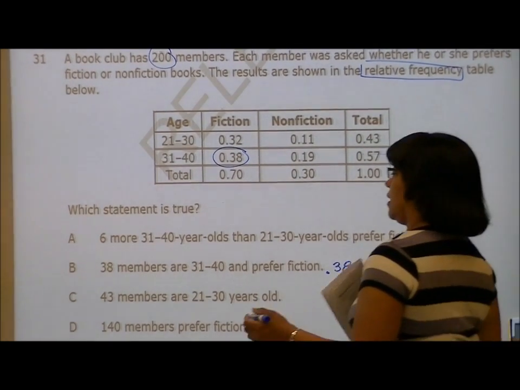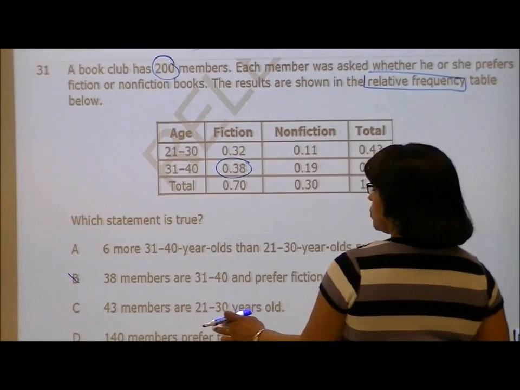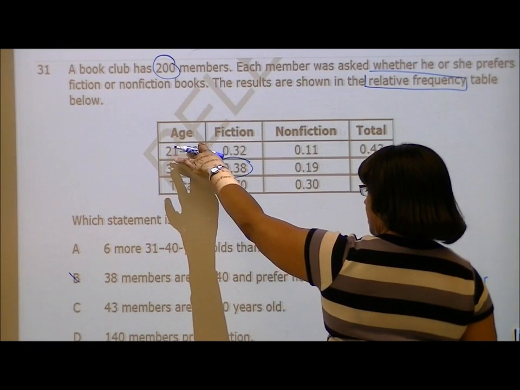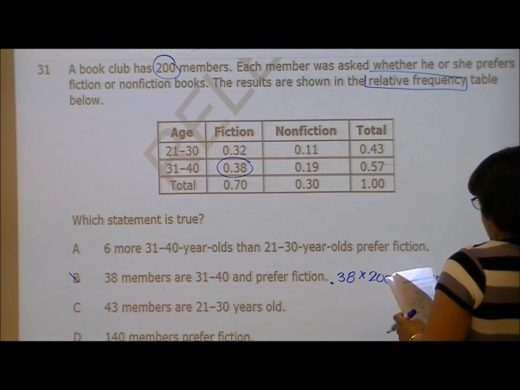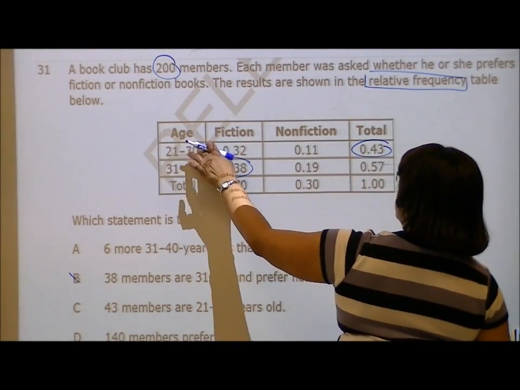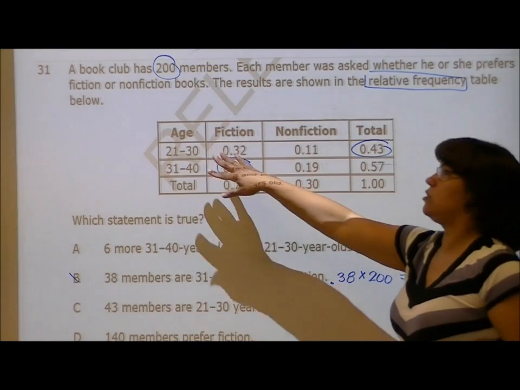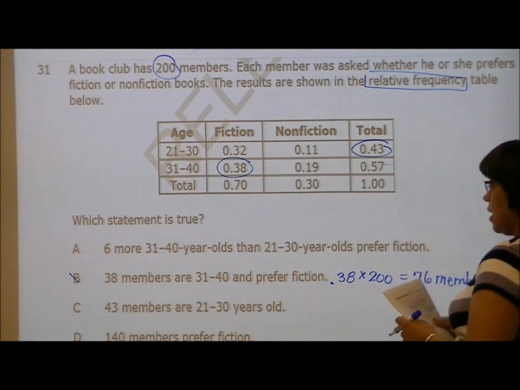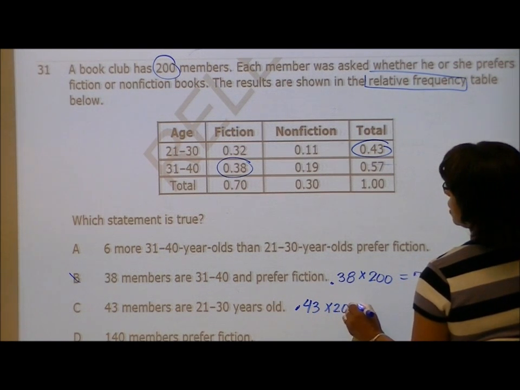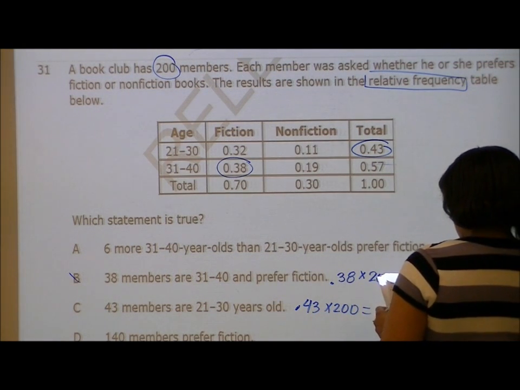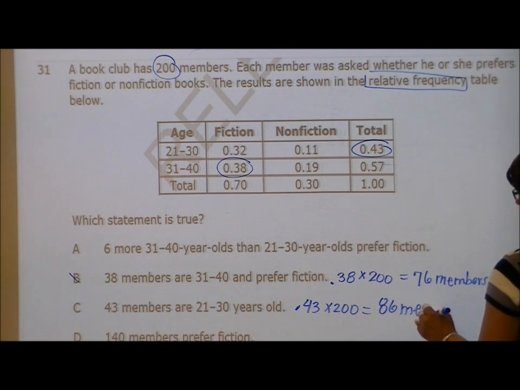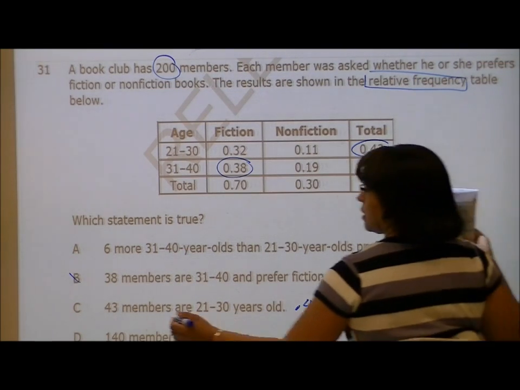This is not right. So then it says 43 members are 21 to 30. So I go for 21 to 30, and they tell me that 43 members are in that range. So I go to the total members for 21 to 30-year-olds because they didn't specify fiction or nonfiction. They were just talking about this age and the total. So now I'm going to take 0.43 times 200. And when I do that, I end up with 86 members. So I can tell this is also not correct.